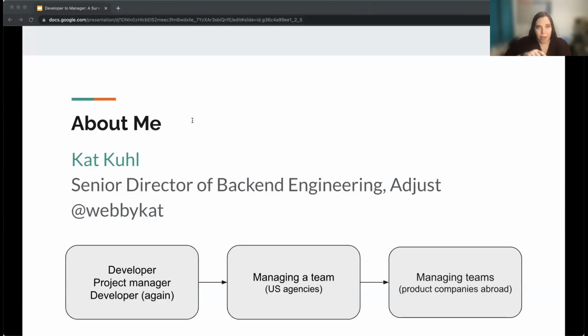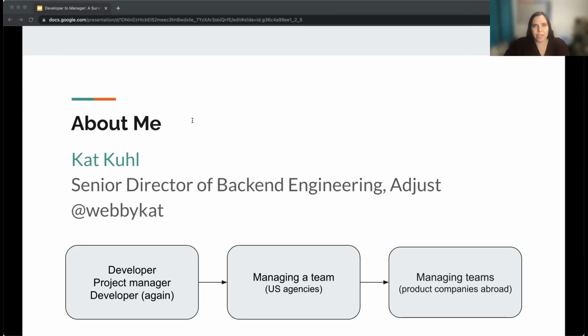So first of all, a bit about me. As Nika mentioned, I'm the Senior Director of Backend Engineering at Adjust. And you can sporadically find me at WebbyCat on Twitter, as long as Twitter continues to exist. I've been working in the industry professionally for about 15 years, and I started out as a developer, then became a project manager, went back to being a developer, and at that point was working almost exclusively with Drupal. And then in 2014, I got promoted into a director role, leading tech teams at a US agency.